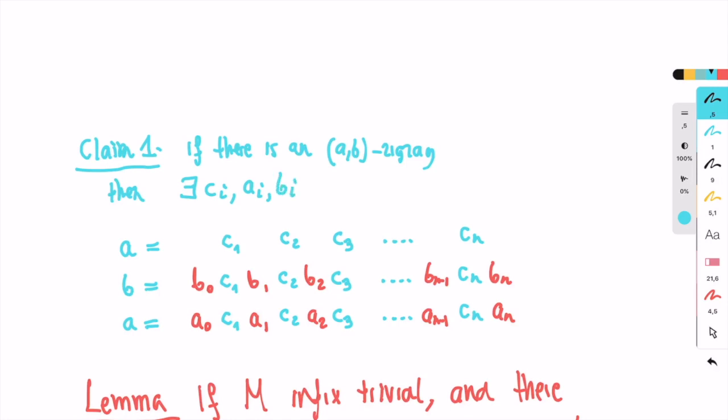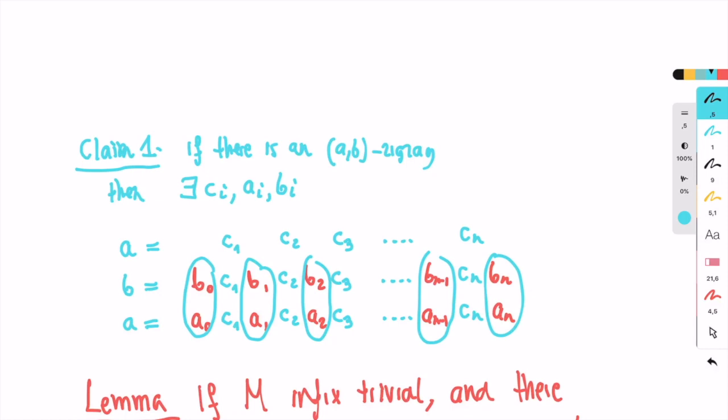But what is most important, all of these things are going to be zigzags. So there will be zigzags of this form. So why is this lemma true? Well, the idea is as follows. You take any AB zigzag. It's like an infinite amount of rows.